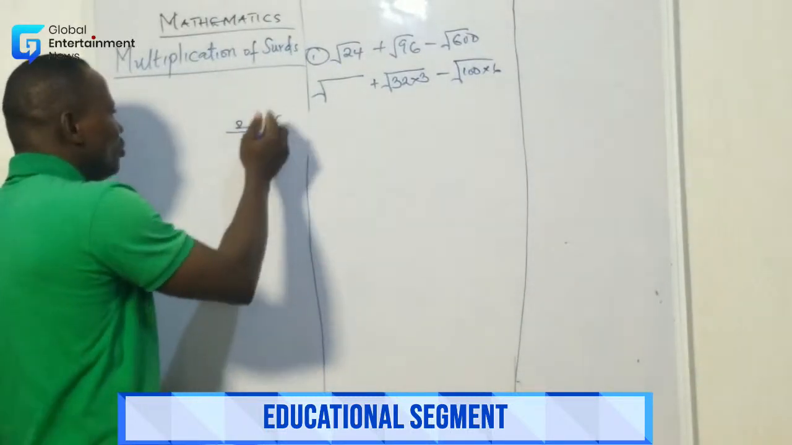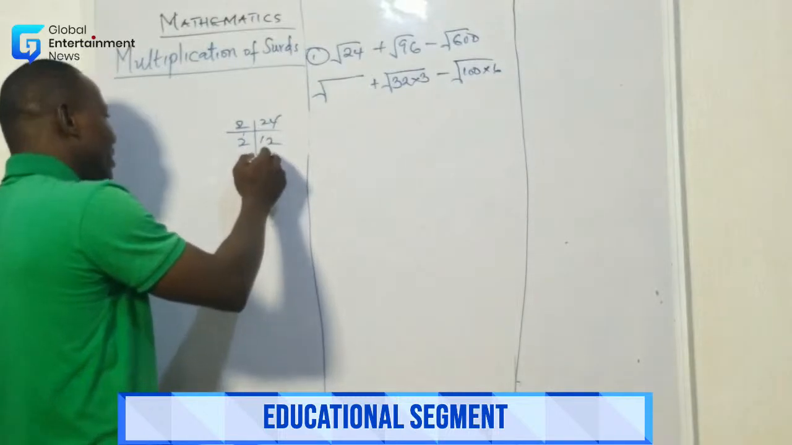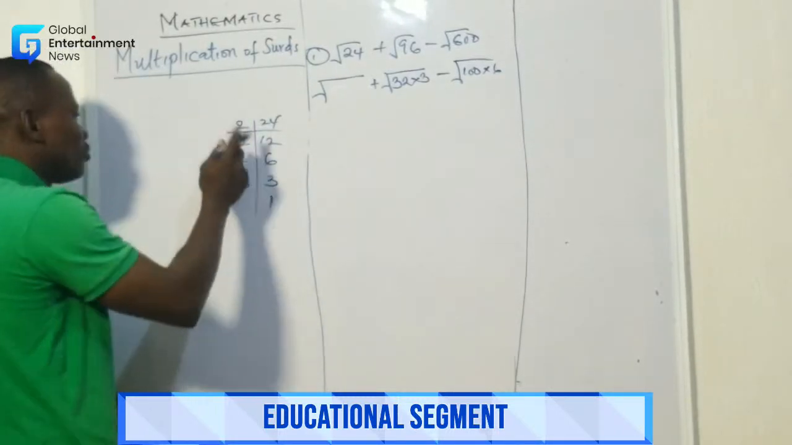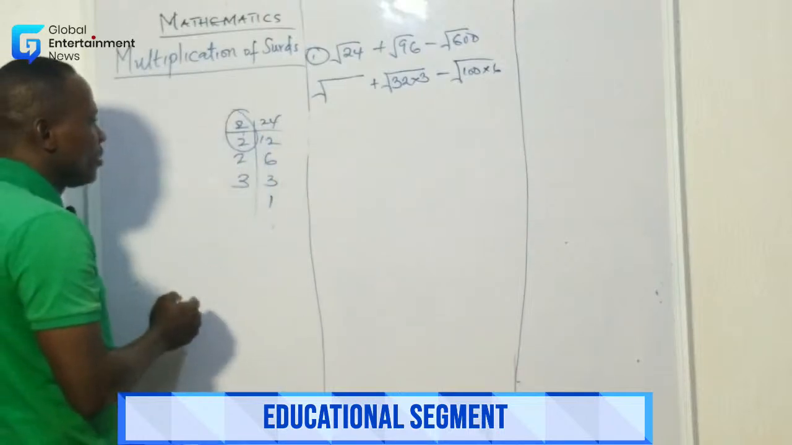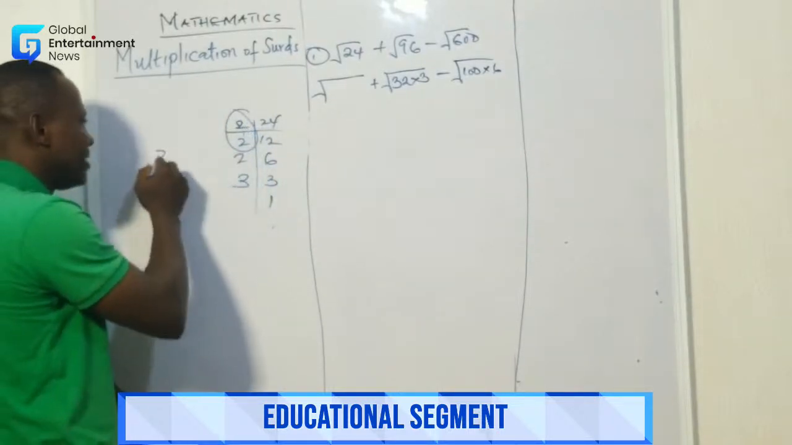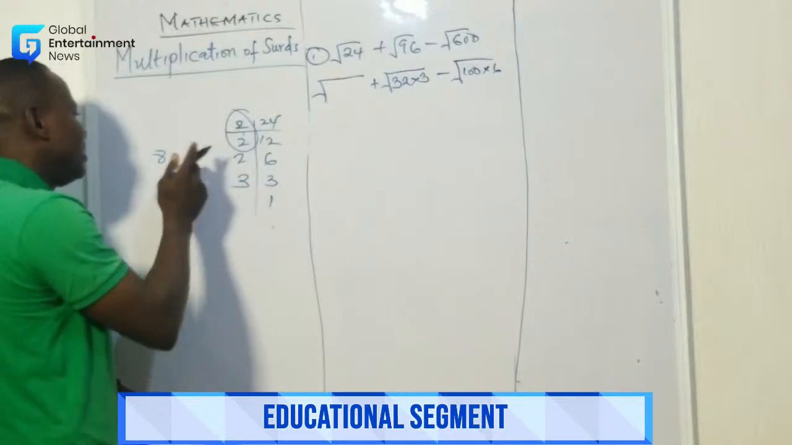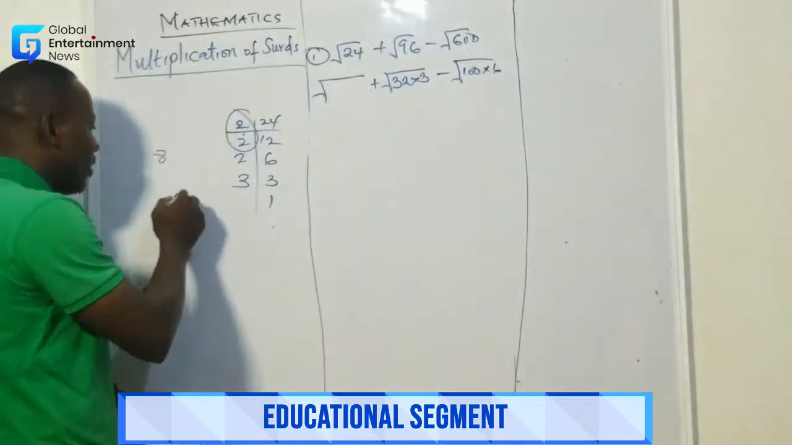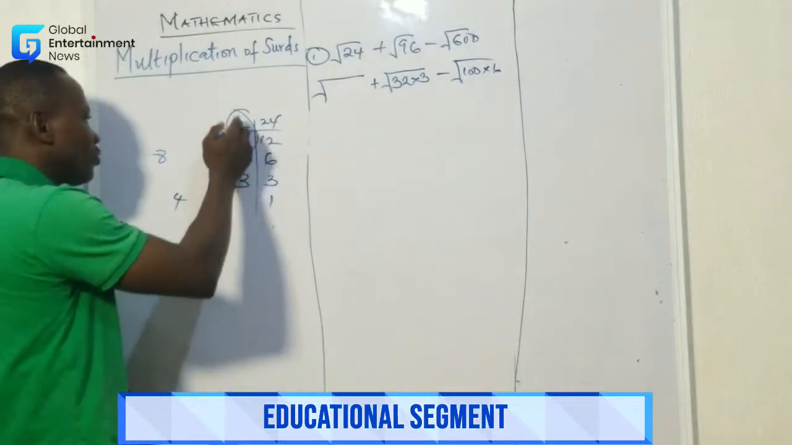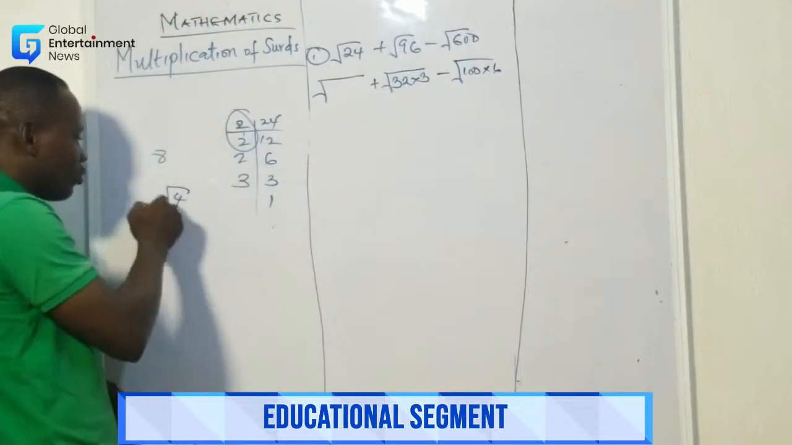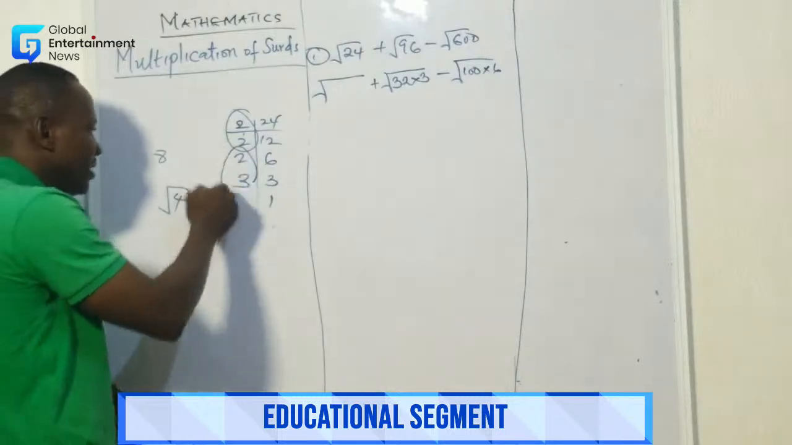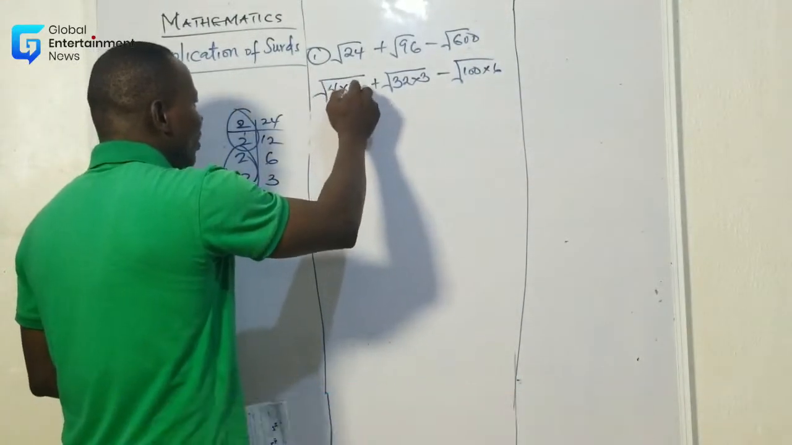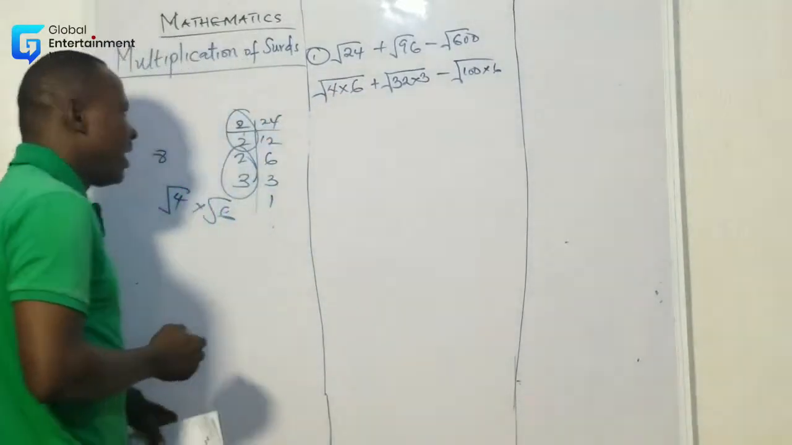Let me show you. 2 here is 12, 2 here is 6, 2 here is 3, 3 here, 1. 2 times 2 is 4, 4 times 2 is 8. 8 is irrational and 3 is also irrational, so it will not work. We need one rational and one irrational. 2 times 2 is 4, so we can find the perfect square of 4. Then 2 times 3 is 6. So what we have here is 4 times 6.